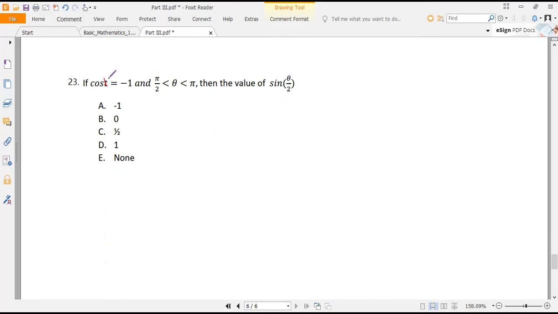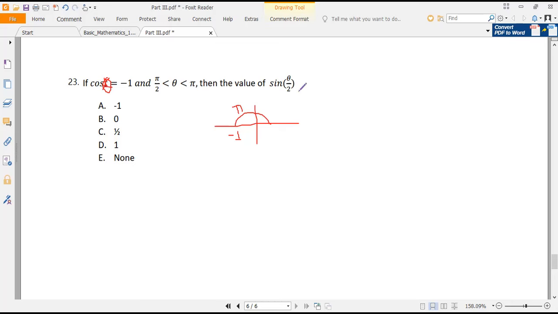If cos theta is equal to minus 1 and pi over 2 is less than theta less than pi, then what is the value of sine theta over 2? Clearly, cos theta is minus 1 at this point, which is at pi.